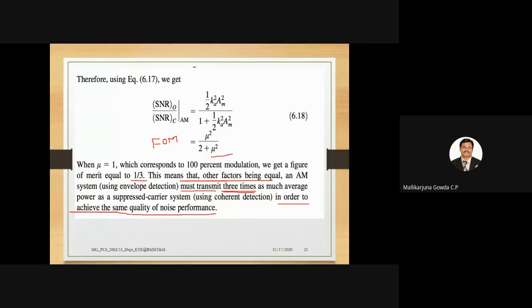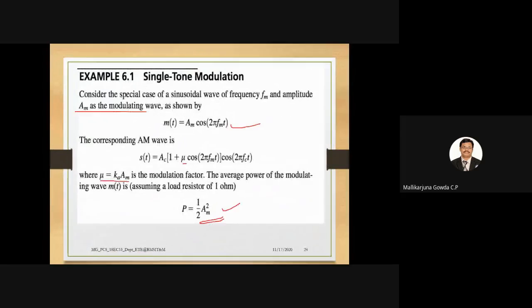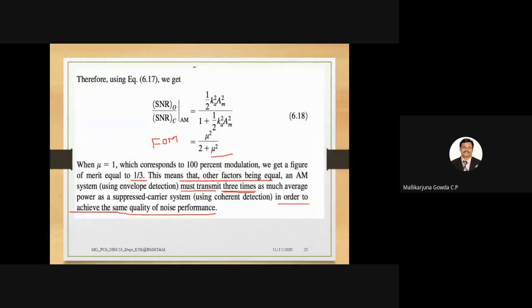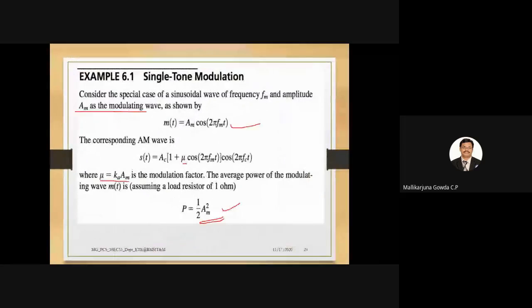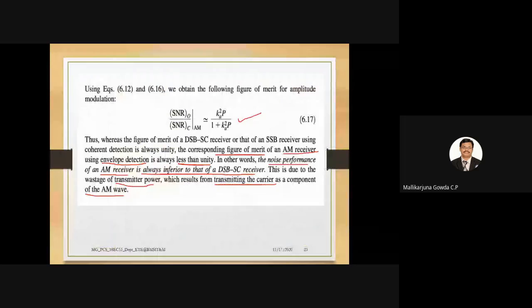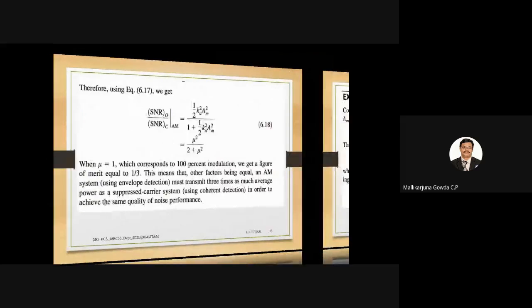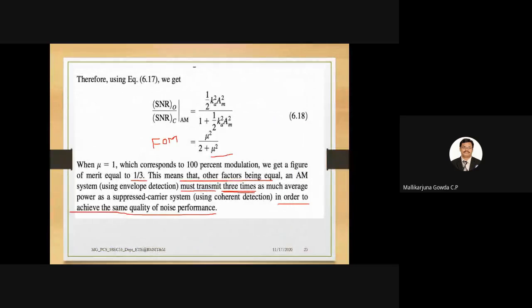Hope this is clear. Here I considered this as a separate example, but usually in the exam, they frame the question by asking you to prove that the figure of merit for the AM receiver is mu squared divided by 2 plus mu squared, by considering a sinusoidal message signal. Up to this point, you can write it as a general expression. After that, you take the message signal as a sinusoidal signal, find its average power, substitute in that equation, and then say this is the expression for the figure of merit. Okay?